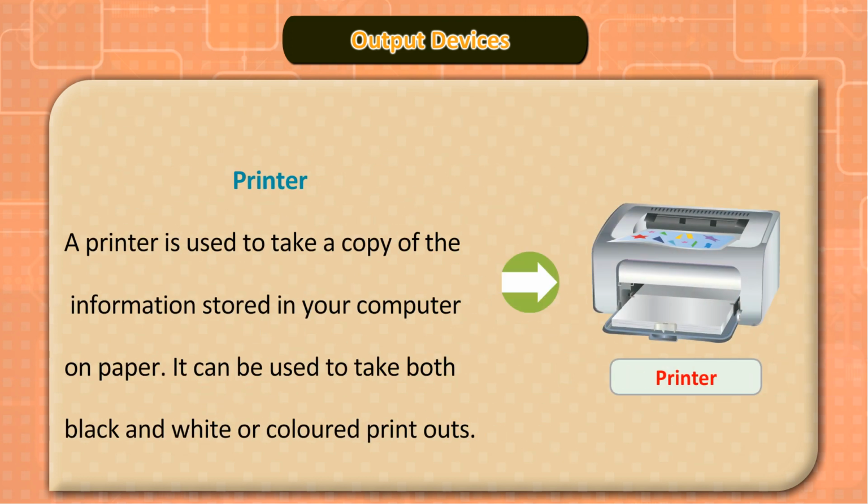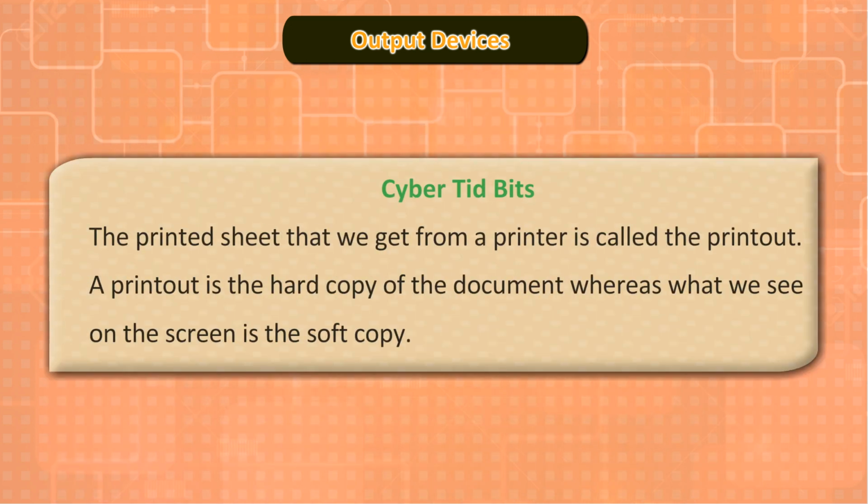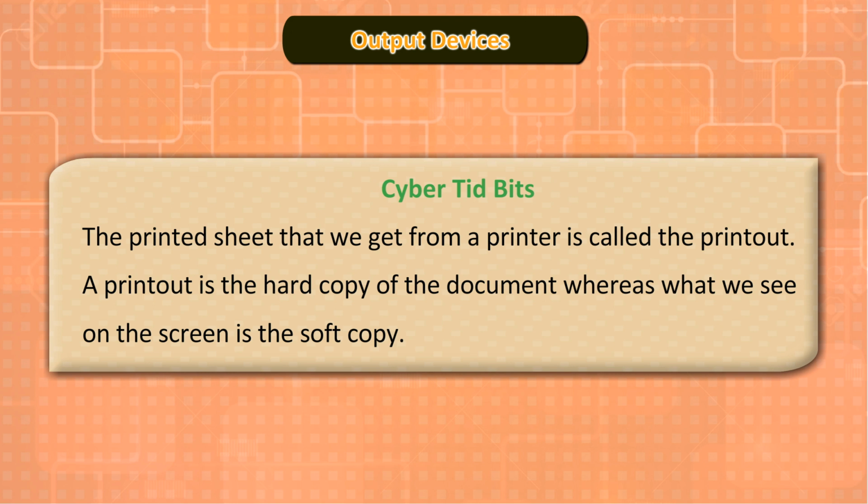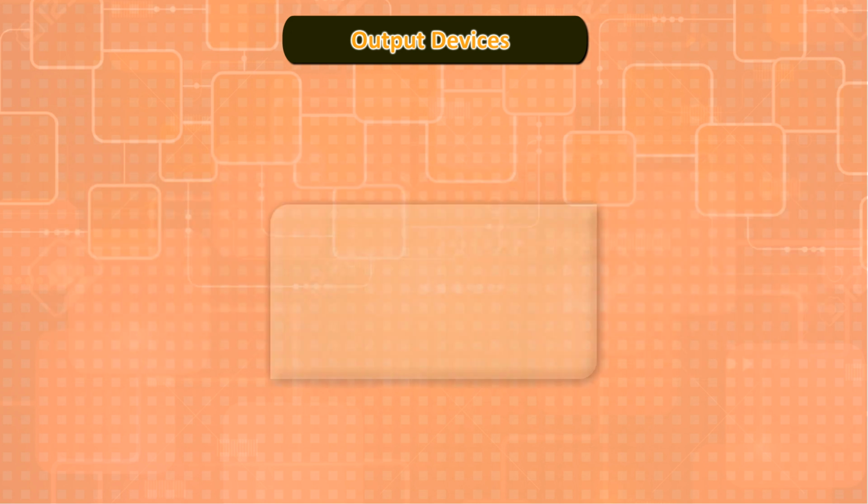Printer. A printer is used to take a copy of the information stored in your computer on paper. It can be used to take both black and white or colored printouts. Cyber tidbits. The printed sheet that we get from a printer is called a printout. A printout is the hard copy of the document, whereas what we see on the screen is the soft copy.